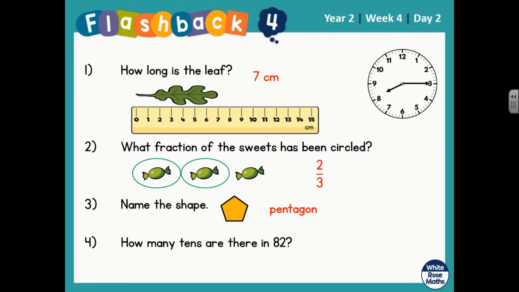And then number 4, how many 10s are there in 82? So we could count up 10, 20, 30, 40, 50, 60, 70, 80, but actually we can just look at the ones place and the tens place. There are 2 ones and there are 8 tens. So there are 8 tens in 82. The time on the clock? The hour hand is just past the 8, and it's a quarter of the way round, so it's a quarter past 8, or 8:15. Well done!